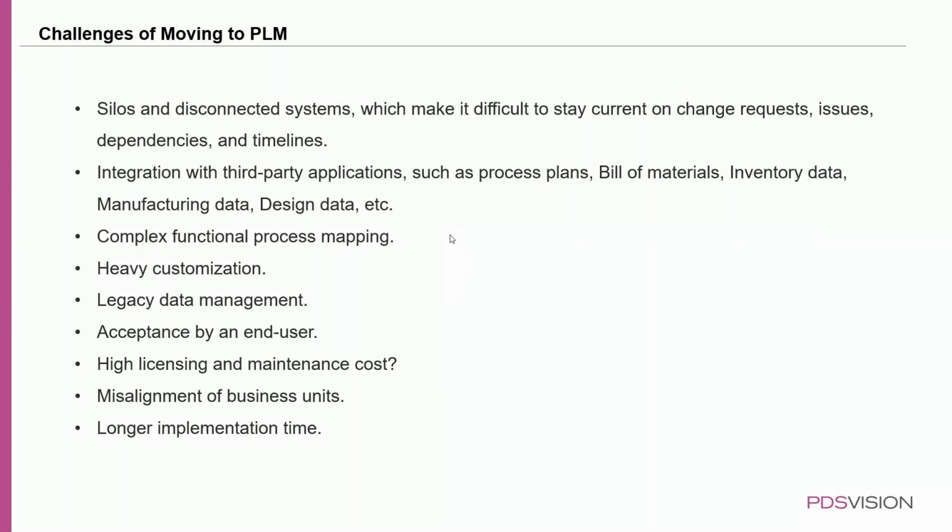So although we have a bill of material, does that information properly propagate into our inventory system or to manufacturing? Do all those things actually communicate, or is it simply, hey, here's an Excel spreadsheet and I type everything in each one of these areas? Complex and functional process mapping: a lot of people look at it as a complex application to develop a PLM environment. Heavy customizations are sometimes needed, as well as legacy data management. So if I am moving to a specific system, or if I have other data, how do I incorporate that into my system? Acceptance by end users.